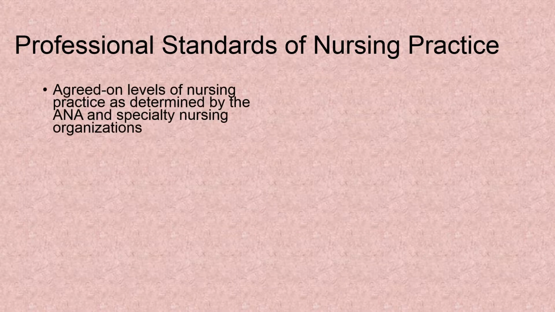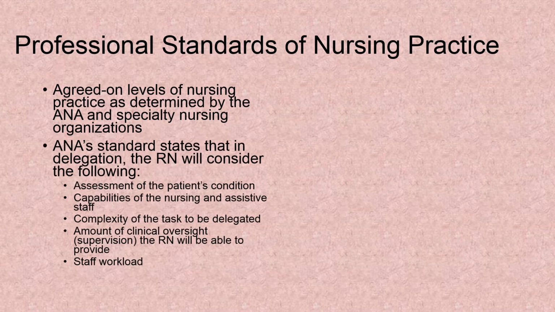Let's briefly review professional standards of nursing practice. These are agreed-on levels of nursing practice as determined by the ANA and specialty nursing organizations. The ANA standard states that in delegation, the RN will consider the following: assessment of the patient's condition, capabilities of the nursing and assistive staff, complexity of the tasks to be delegated, the amount of clinical oversight or supervision the RN will be able to provide, and the staff workload.